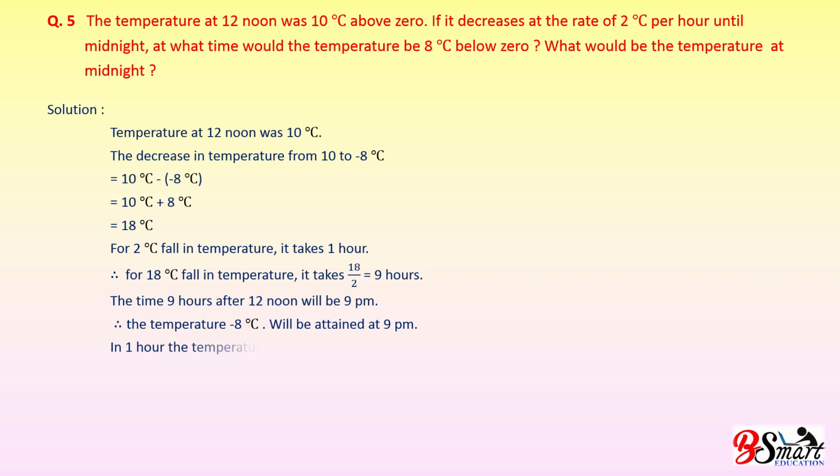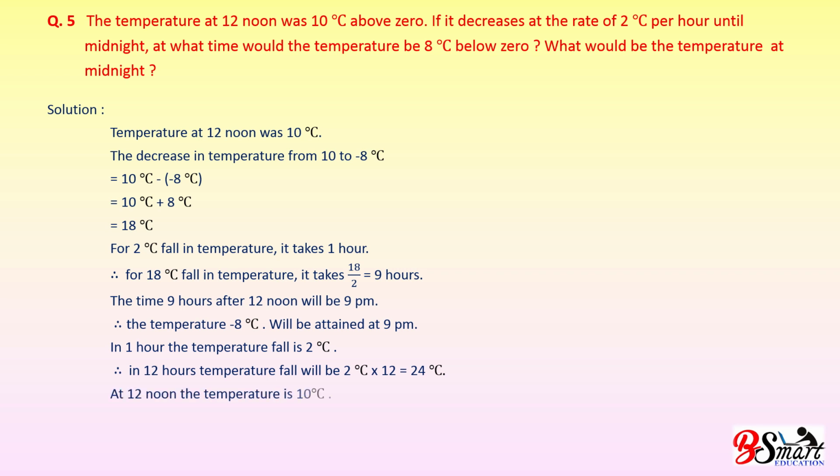In 1 hour, the temperature fall is 2 degrees Celsius. Therefore, in 12 hours, from 12 noon to 12 midnight, the temperature fall will be 2 degrees Celsius into 12. So 12 twos are 24 degrees Celsius. At 12 noon, the temperature is 10 degrees Celsius. Therefore, at 12 midnight, the temperature will be 10 degrees Celsius minus 24 degrees Celsius. So, minus plus minus, 14 degrees Celsius.